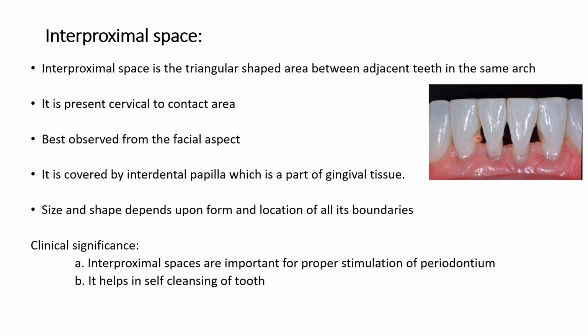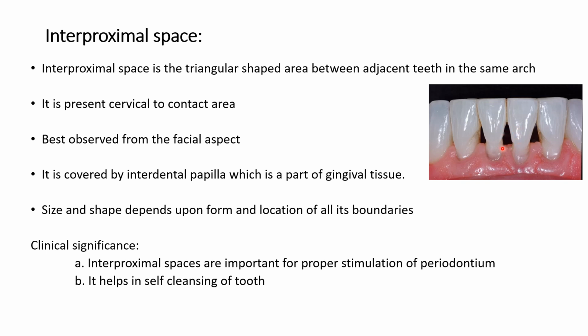It is best observed from the facial aspect. You cannot see it from the proximal surfaces, but it is best visualized from the buccal or facial aspect. It is supposed to be covered by interdental papilla. If it is not, that means the periodontal health is not good. The interdental papilla is a part of the gingival tissue. The size and shape depend upon the form and location of all its boundaries, whether anterior or posterior, and the boundaries of the adjacent teeth.